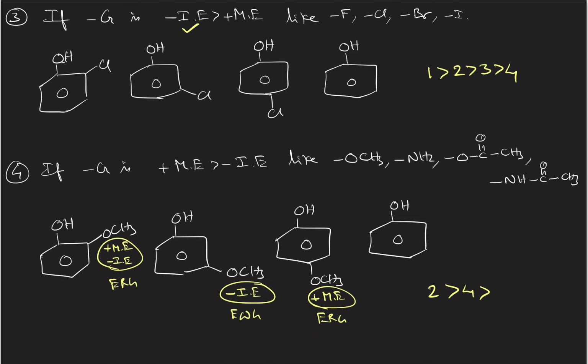Between first and third, in first at least there is a negative inductive effect. Positive mesomeric effect in both of them is same. Positive mesomeric effect is distance independent. So whether it is at ortho position or para position, the extent of positive mesomeric effect is equal in both of them. So the difference is the negative inductive effect. So as negative inductive effect is there in the first compound, it will be better than third compound.